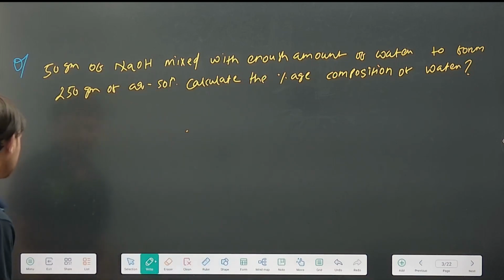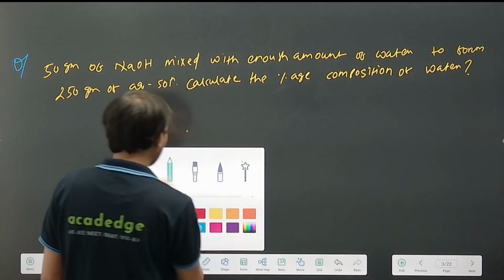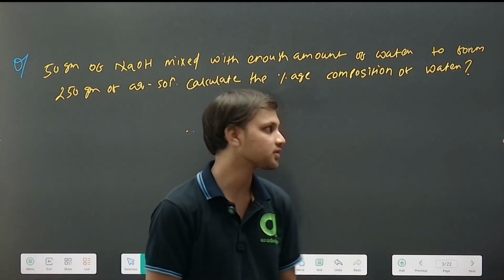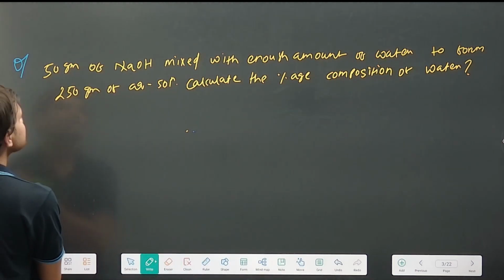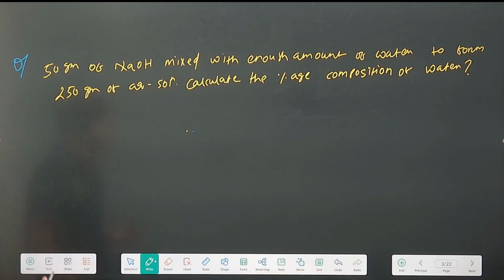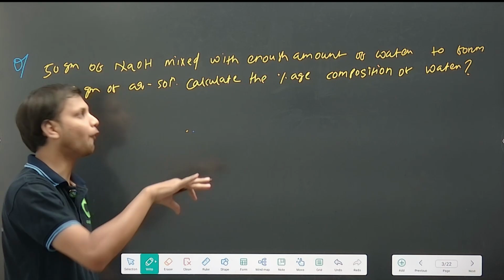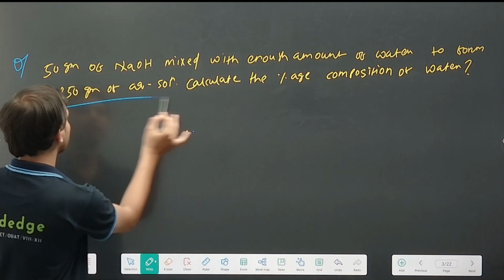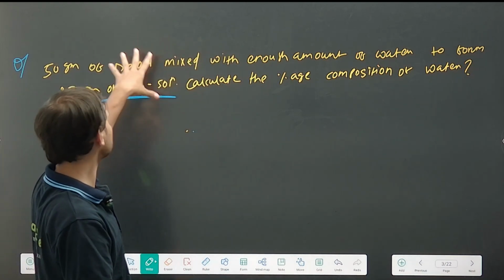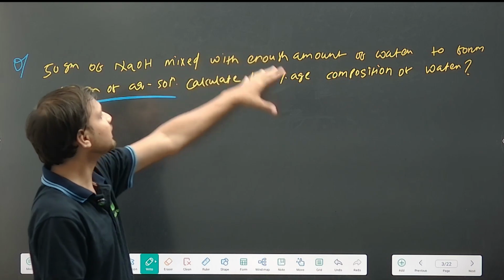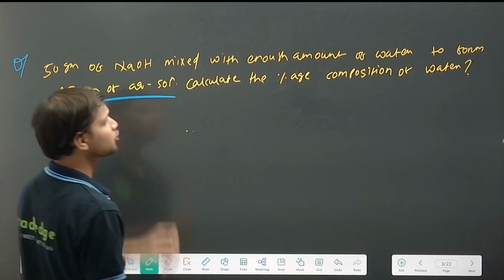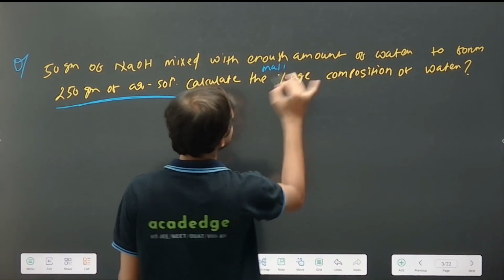Okay, let us understand the question once again. What is asked in the question and what is given in the question is the most important thing you need to keep in mind while solving numericals. So the question says 50 gram of sodium hydroxide is mixed with enough water to prepare an aqueous solution of 250 gram. Everything, your solute data, solvent data and solution data, is given in mass. And it asks to calculate the percentage composition of water, that is, the mass percentage composition of water.